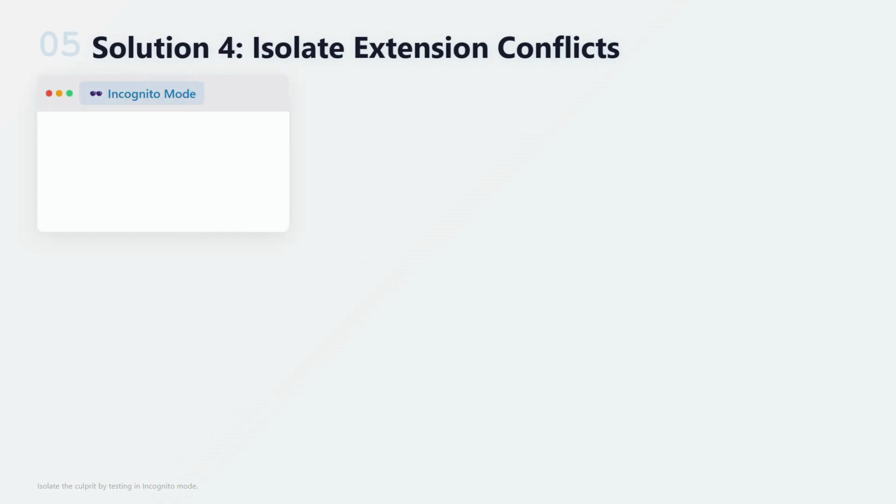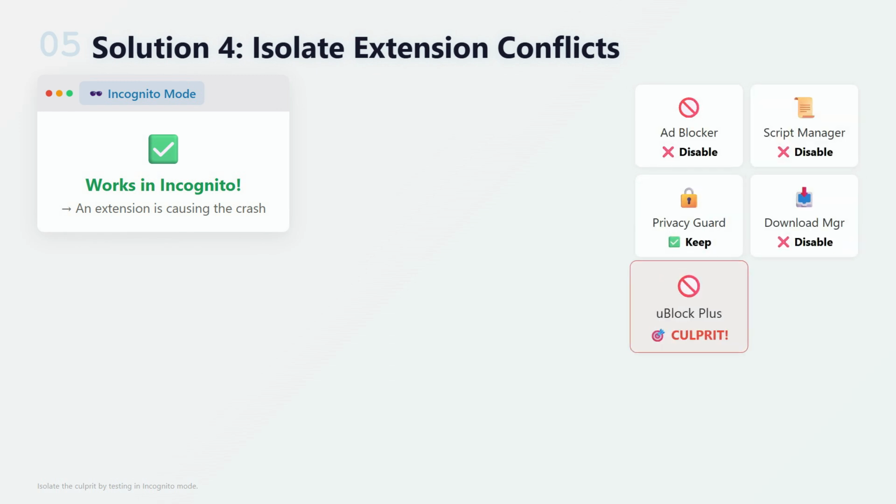Solution 4. Isolate extension conflicts. Open incognito mode with Control-Shift-N. If Chrome works fine in incognito, then an extension is causing the crash. Disable all extensions, then re-enable them one by one. Ad blockers and script managers are the most common culprits.